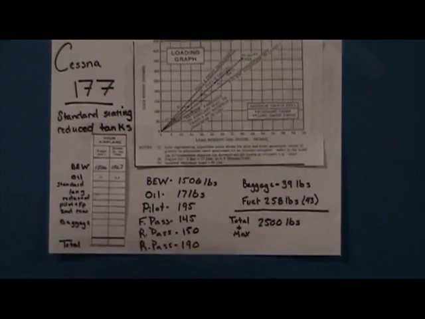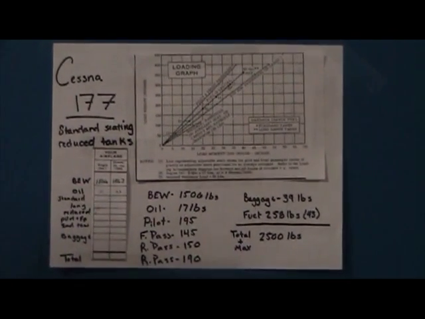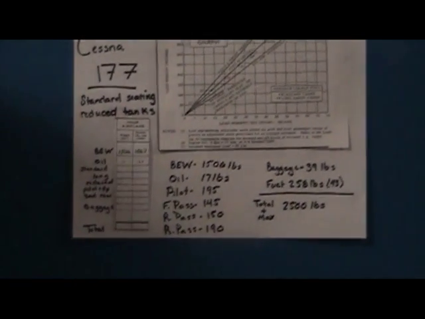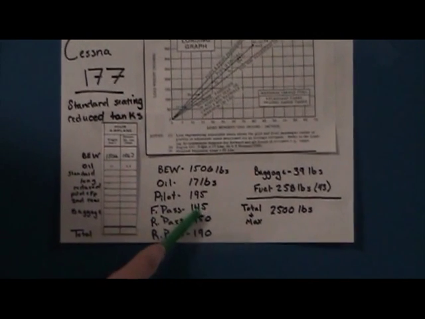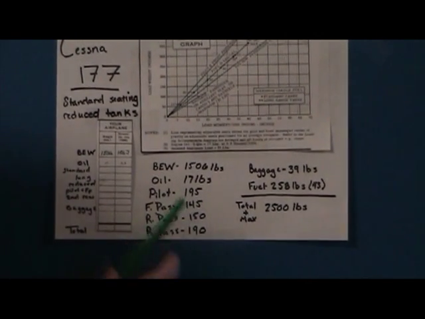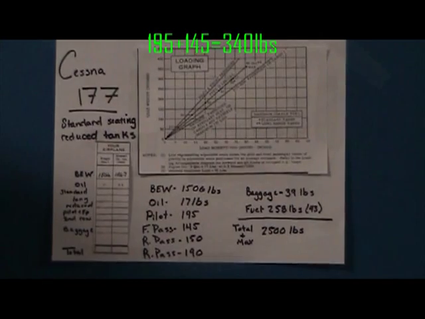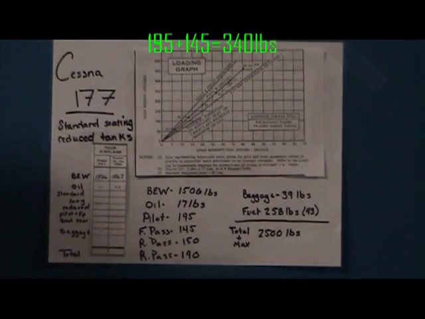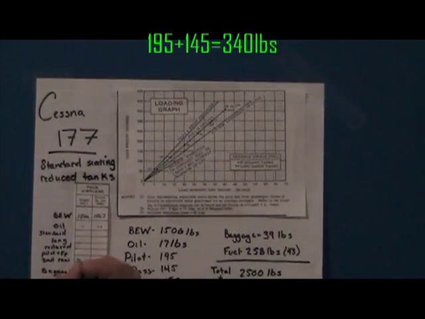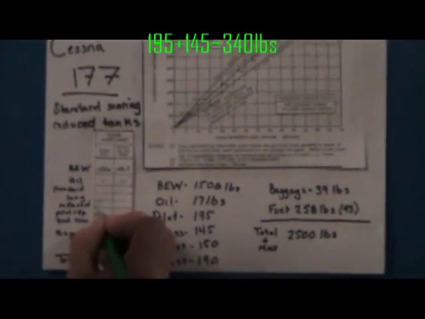We must then find out what our pilot and front passenger weigh. Our pilot weighs 195 pounds and our front passenger weighs 145 pounds. In this case, we do have to combine their weights, which comes to 340 pounds. We enter that in right here.